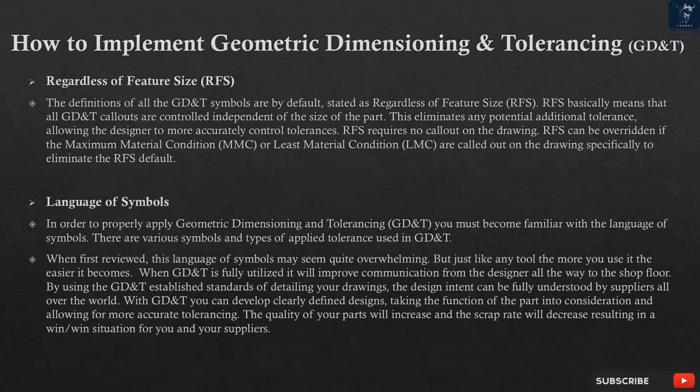When GD&T is fully utilized, it will improve communication from the designer all the way to the shop floor. By using the GD&T established standards of detailing your drawings, the design intent can be fully understood by suppliers all over the world. With GD&T you can develop clearly defined designs, taking the function of the part into consideration and allowing for more accurate tolerancing. The quality of your parts will increase and the scrap rate will decrease, resulting in a win-win situation for you and your suppliers.